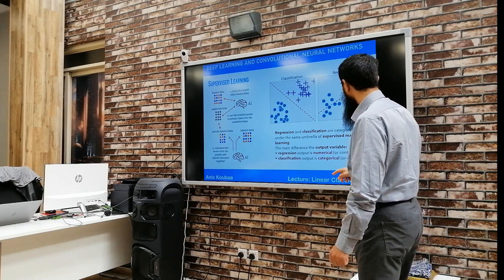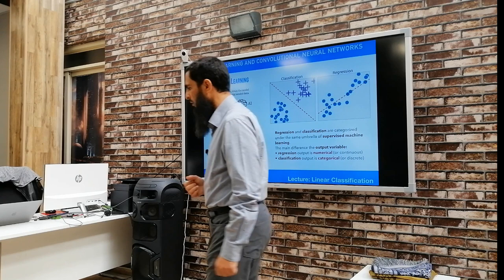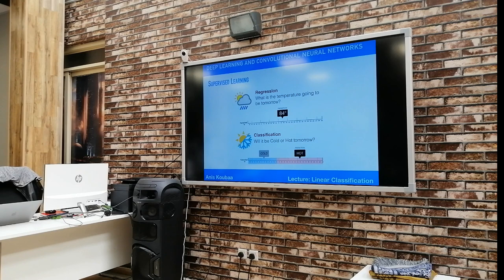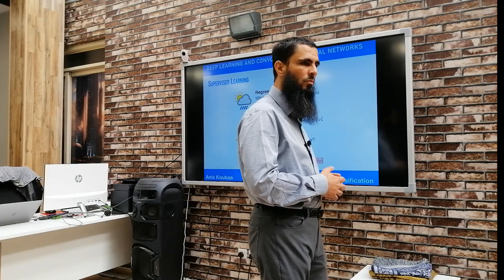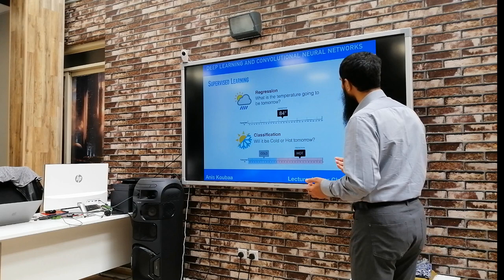Let's make an example to understand the difference between a numerical output and a categorical output. So now, for example, if we ask, what is the temperature going to be tomorrow? The temperature is a value, a continuous value. Okay? In this case, we talk about regression. For example, we can take millions of temperature data over the years, and then we can make some model to predict the temperature of tomorrow given, for example, the temperature of the previous days.